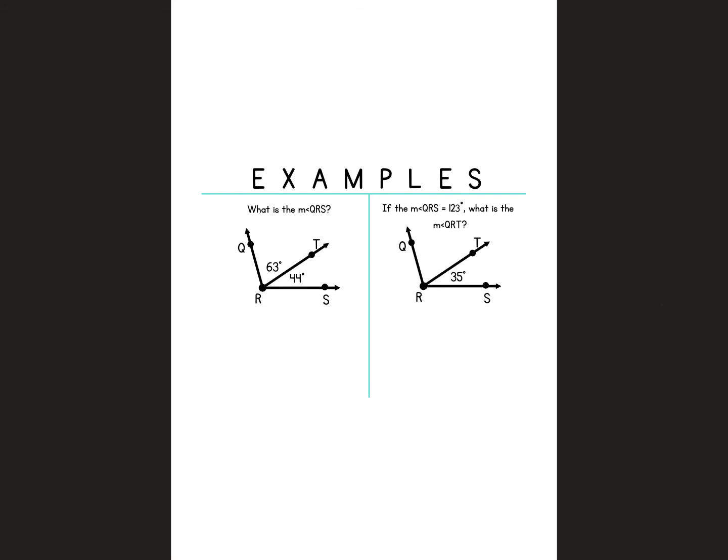These next couple examples say, what is the measure of angle QRS? So if you look, QRS, that's going to be this entire angle. So I want the whole thing, which means I need to add these two parts together. So 63 plus 44 is 107.